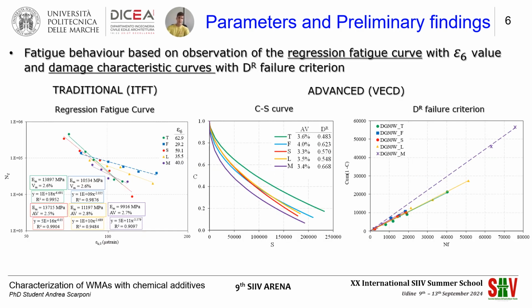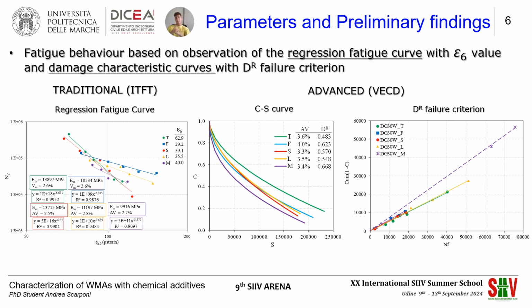Then, to analyze the fatigue behavior, I based the observation on the regression fatigue curve derived from the traditional approach, with the epsilon six value, that is the value of the deformation at 1 million cycles, and the damage characteristic curve derived from the VECD approach with the DR failure criterion, which quantifies the toughness of the material and its properties to absorb energy.